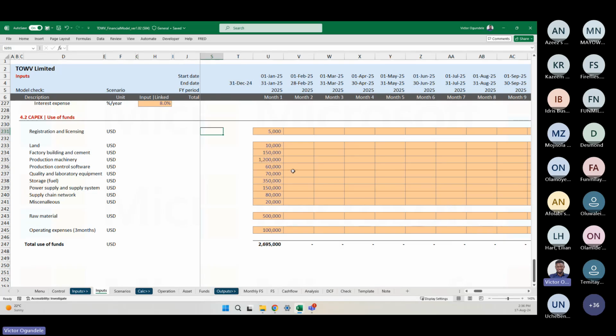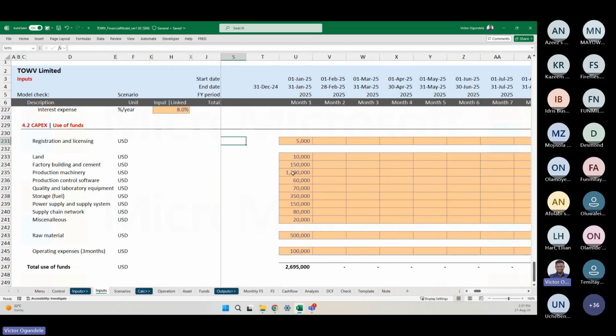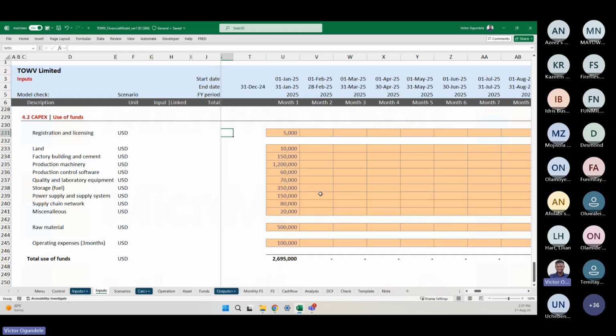So which means not all these expenses will be incurred in month one. If we are saying our construction and setting up period will be over 6 months, we need to be able to state that, because if you are telling them, hey, we need 2.6, let's say approximately 2.7 million, the next question is, how do you want to use it? They won't give us the whole 2.7 at once. So now let's take a look at how to profile this. We call it capex profiling.